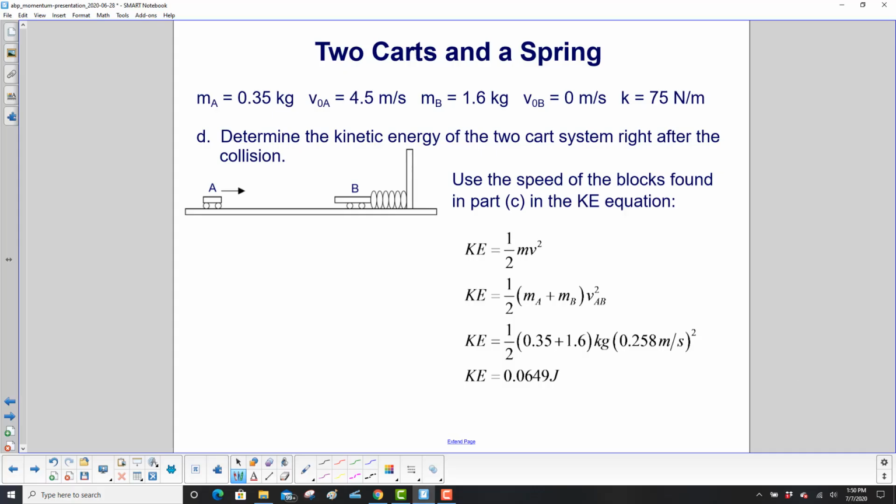Determine the kinetic energy of the two-cart system right after the collision. Well, we found the velocity of the two blocks right here on the previous slide, and kinetic energy is 1/2 mass v squared. So make sure you use the combined mass here, mA plus mB. That's a common mistake too. You might just put one of the masses in, and the other common mistake is forgetting to square the velocity. When you do that, the kinetic energy is 0.0649 joules.